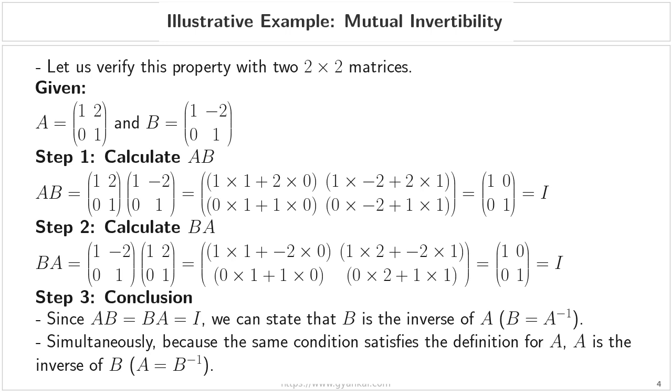Finally, we reach our conclusion in step 3. Since the product of A times B and the product of B times A both equal the identity matrix, we can formally state that B is the inverse of A, which we denote as B equals A inverse. Simultaneously, because the same condition is satisfied, A is also the inverse of B, denoted as A equals B inverse. This example perfectly illustrates the symmetry we discussed in the previous slide.